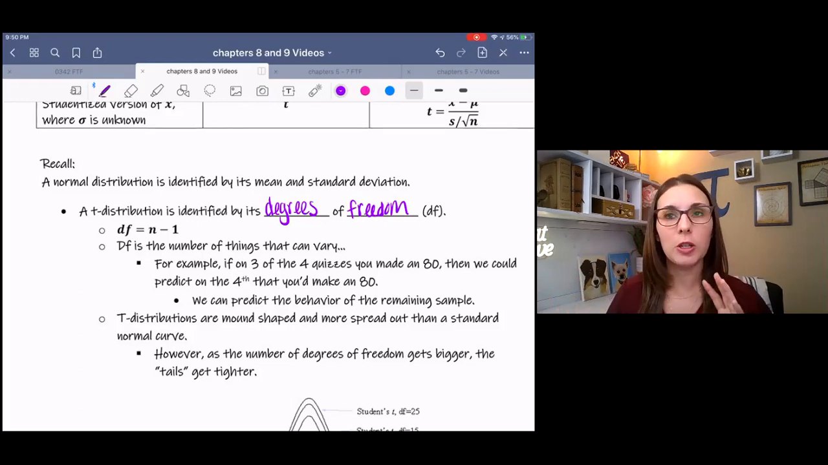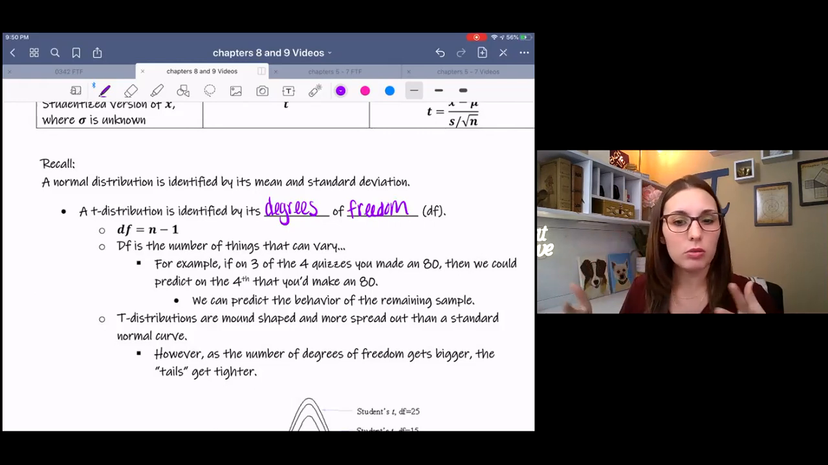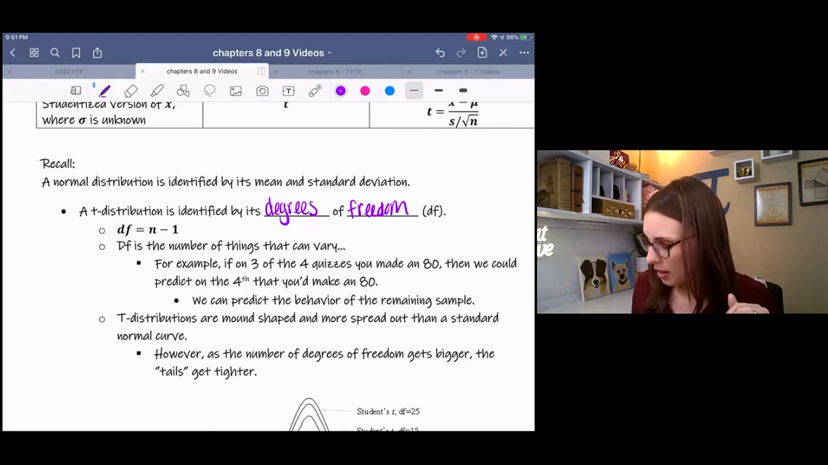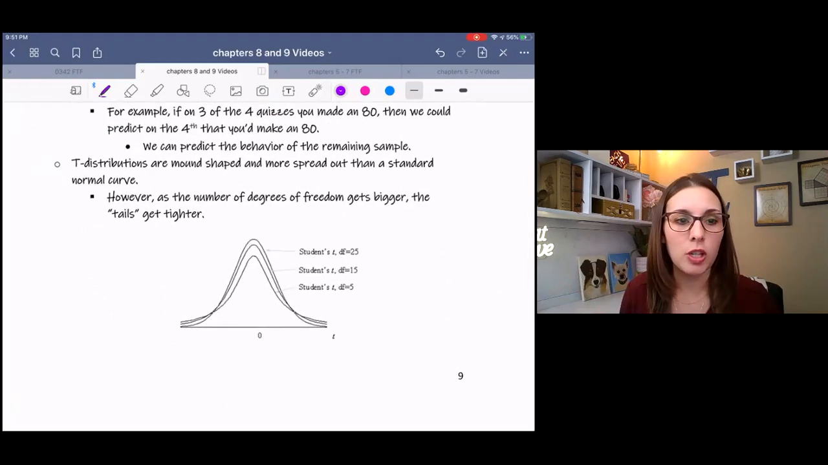A degree of freedom is, the simplest way I can put this, the amount of freedom that you have in making assumptions. So for example, if you have 4 quizzes in a class, and you score an 80 on 3 of them, then we could probably go ahead and assume that you're going to make around an 80 on the 4th one. So we would have 3 degrees of freedom, 4 minus 1. And so they use this for the T distribution.